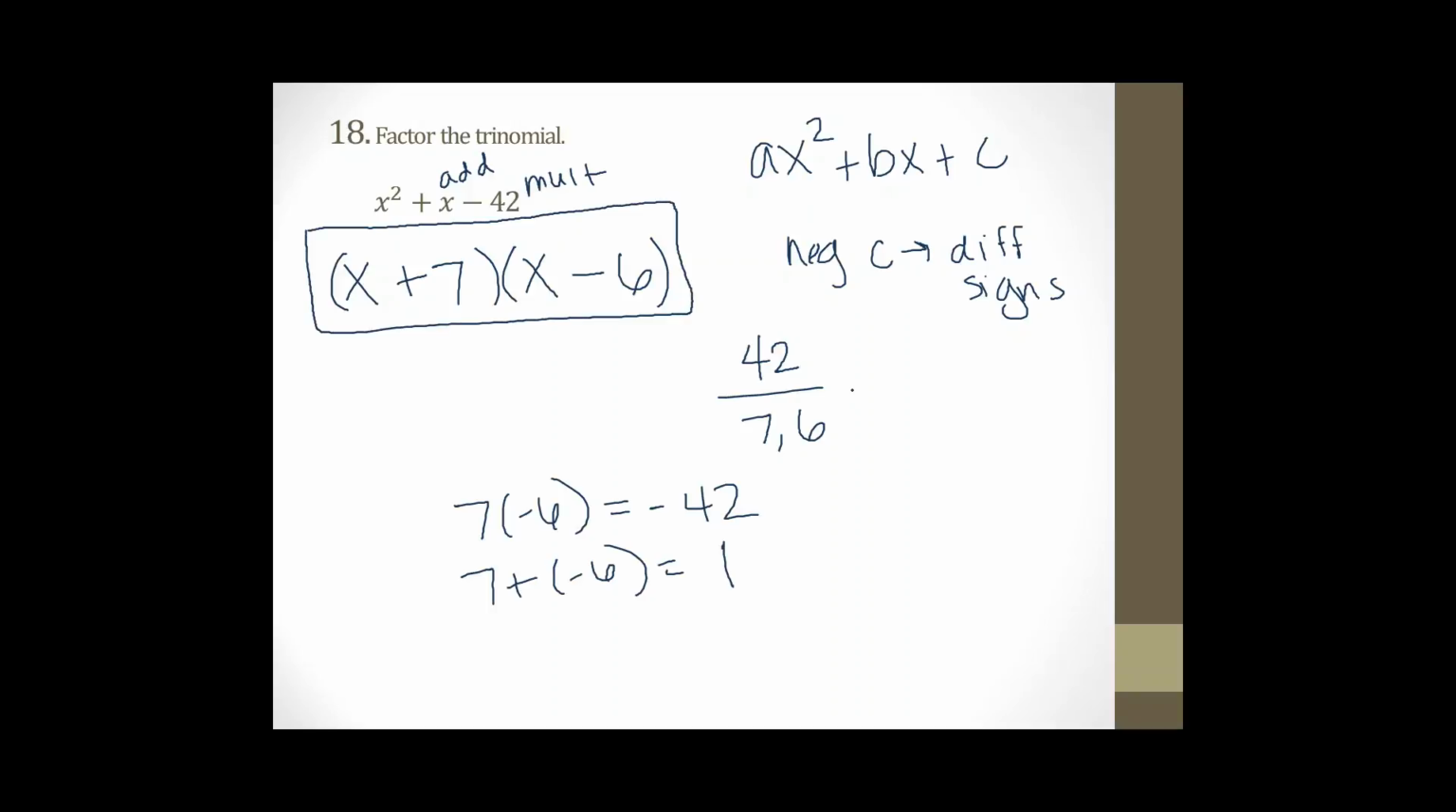All right. And then just to finish this up, if C was positive, you would have the same signs. And then depending on the B, if C is positive and B is positive, you would have plus plus. If C is positive and B is negative, then you would have minus minus. So those are helpful tricks to help you set up your factors.